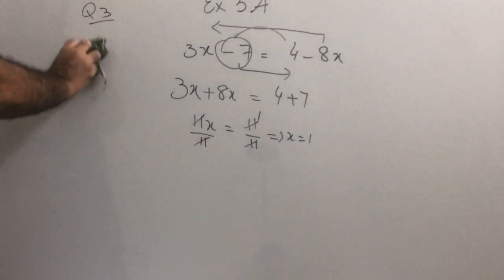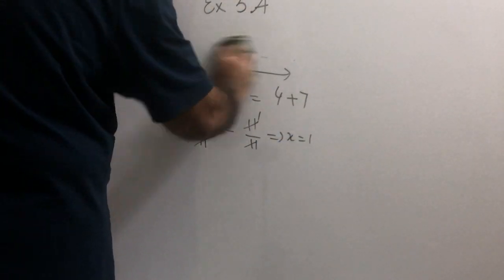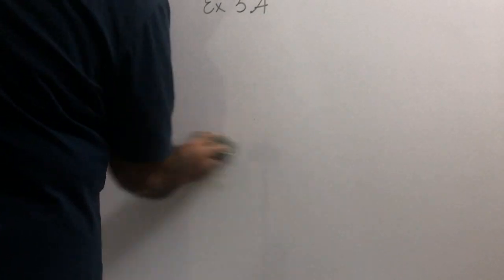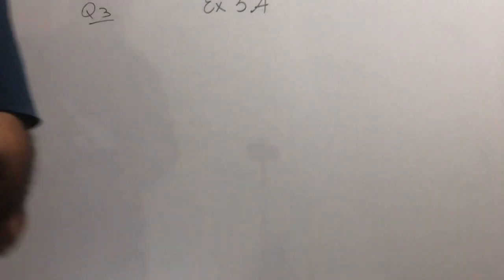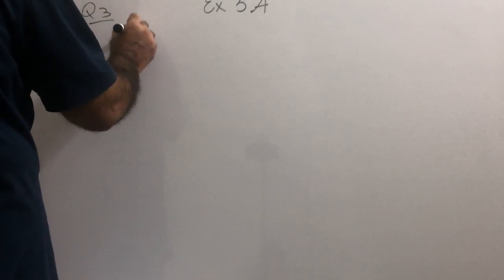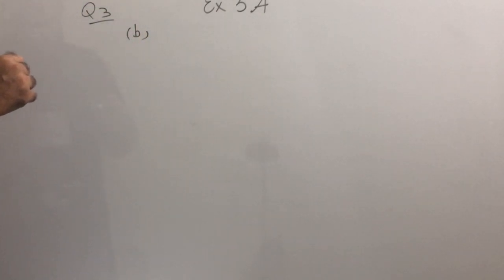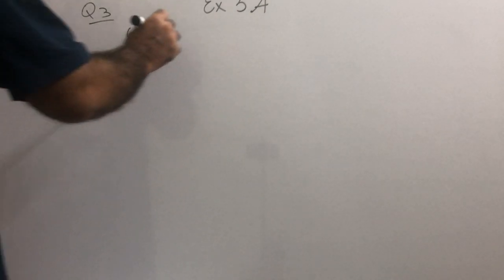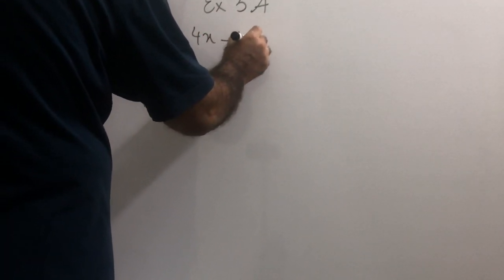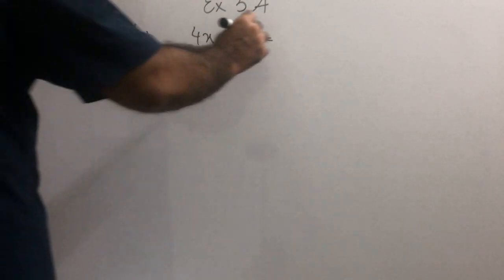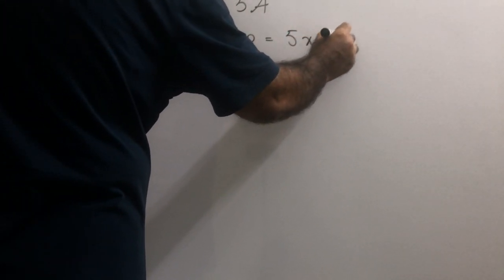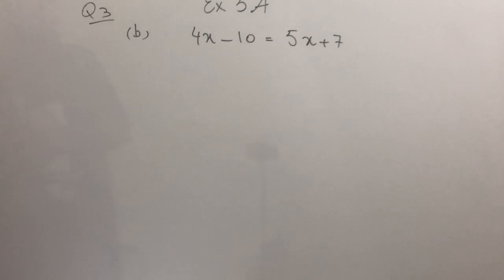It was very simple. You just need to keep in mind the steps, the methodology. Now part B, we will be doing more parts so that it is crystal clear for you. 4x minus 10 is equal to 5x plus 7. Again, the same thing: we need to keep the terms involving x on one side of the equation and the terms without x on the other side of the equation.